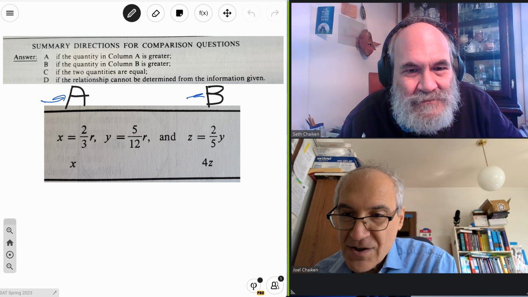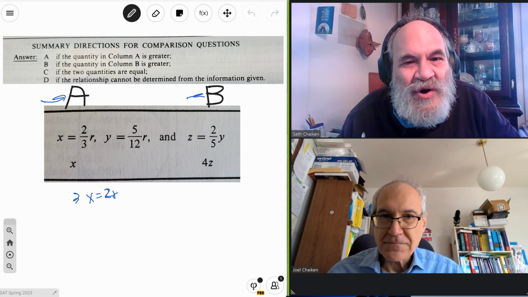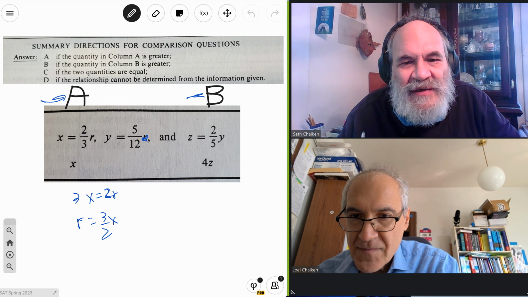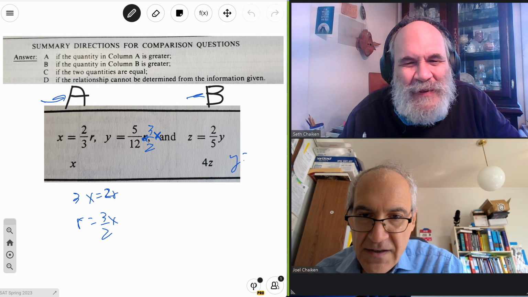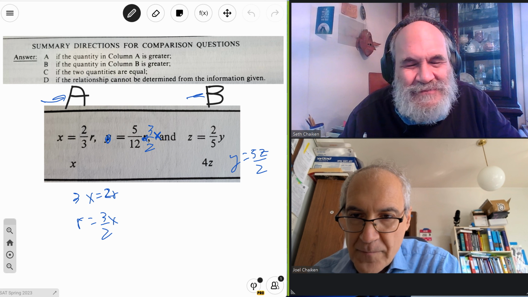Like, isn't 3x equal to 2r? The quantities are dependent. The x, y, and z are dependent. Yeah, I know. So you could eliminate r. Yeah, r is equal to 3 over 2x. And then eliminate y, and you'll get x in terms of z. Right, and y is equal to 5z over 2. Y is 5z over 2.